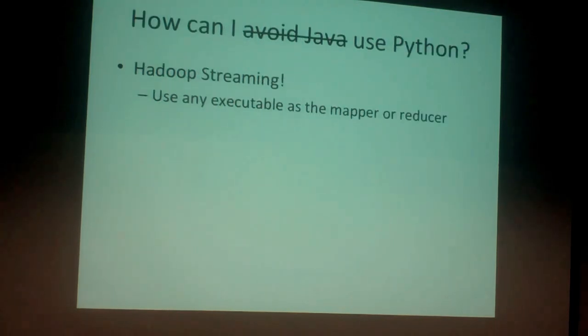I'm not saying that you're necessarily out there to avoid it, but maybe you don't want to use the factory method observer singleton pattern every time you want to write a simple MapReduce to key value pairs. So here, Hadoop streaming comes into play. This is part of the Hadoop ecosystem. It's a jar that allows you to use executables as your mapper and your reducer.